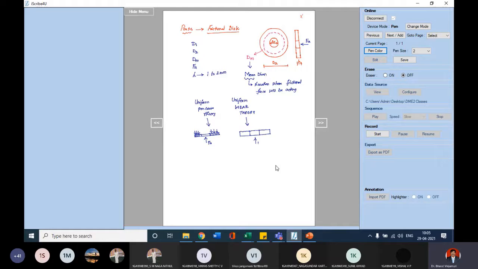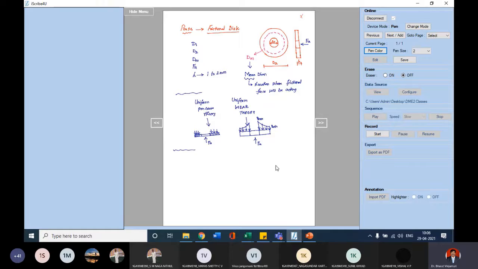Whenever I apply a force Fa, according to the uniform wear theory, the maximum pressure will be at the inner side. So this will be the maximum pressure, and here there will be the minimum pressure, P minimum. This is how it varies. Same thing on the other side, this will be the minimum pressure. So maximum pressure is at the inner surface and minimum pressure at the outer surface. This is the uniform pressure theory and uniform wear theory, which we also saw in the last class.